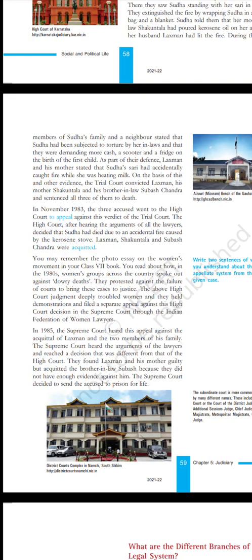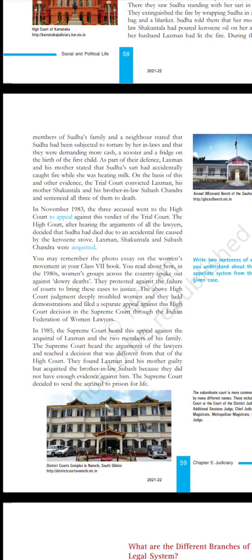In November 1983, the 3 accused went to the High Court to appeal against this verdict of the trial court. The High Court, after hearing the arguments of all the lawyers, decided that Sudha had died due to an accidental fire caused by the kerosene stove. Lakshman, Shakuntala and Subhash Chandra were acquitted. Aizawl, Mizoram bench of the Guwahati High Court. Write 2 sentences of what you understand about the appellate system from the given case.